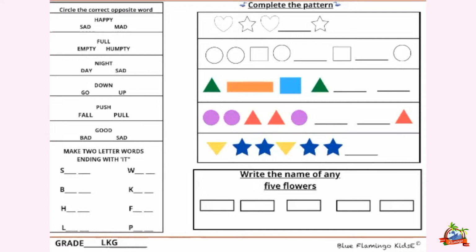Third is night, मतलब रात. N-I-G-H-T, night. Night का उल्टा day. Opposite of night is day. D-A-Y, day. N-I-G-H-T, night. Opposite of night, day. D-A-Y, day. So in this way, we have to circle on the correct opposite word for each word.